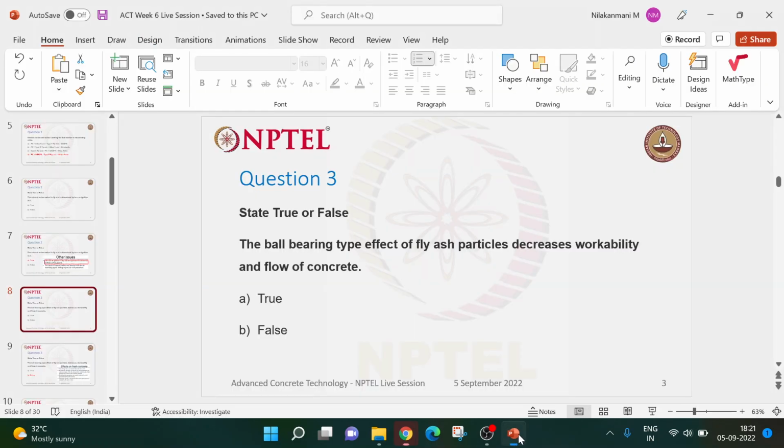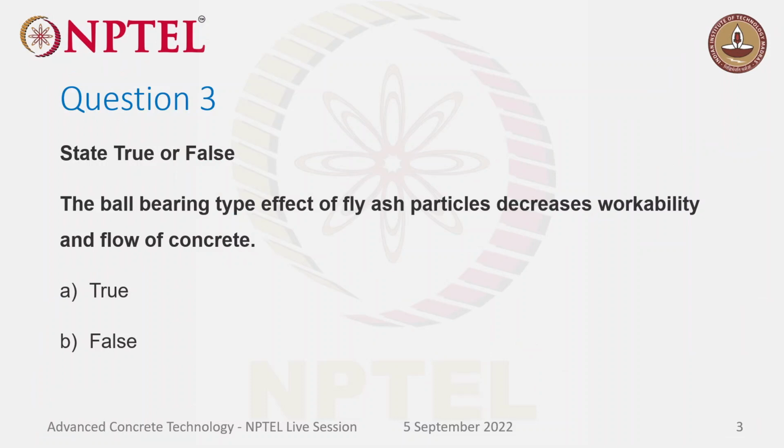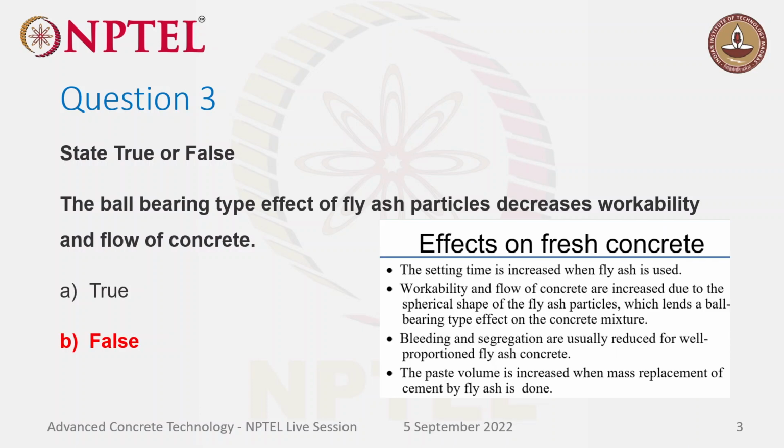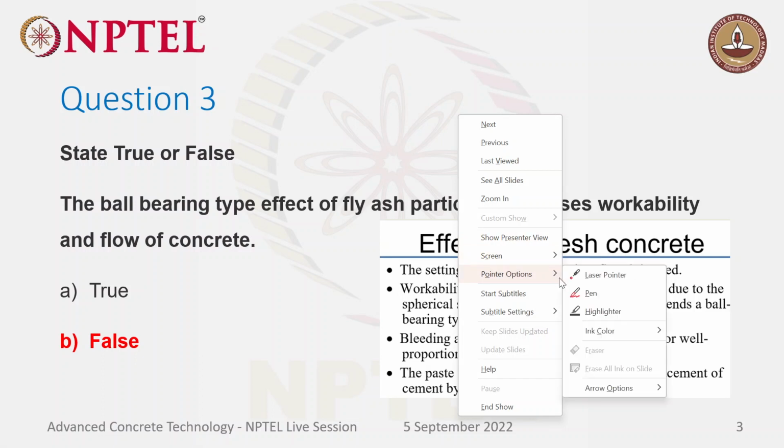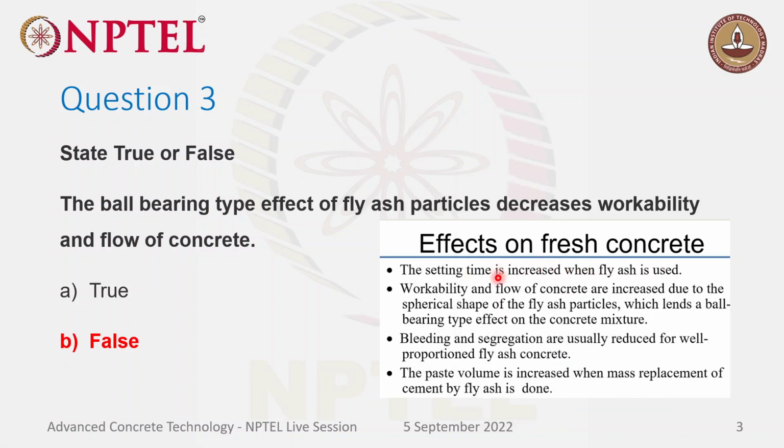Getting back to it, what is the effect of fly ash on the fresh property? Workability and flow of concrete are the fresh properties of concrete, and strength is the hardened property of the concrete. So, effect on fresh concrete. The setting time is okay. I think this is going to be a problem for the next question. Coming to workability and flow of concrete, they are increased due to the spherical shape of the fly ash particles, which lends a ball bearing type effect on the concrete mixture.